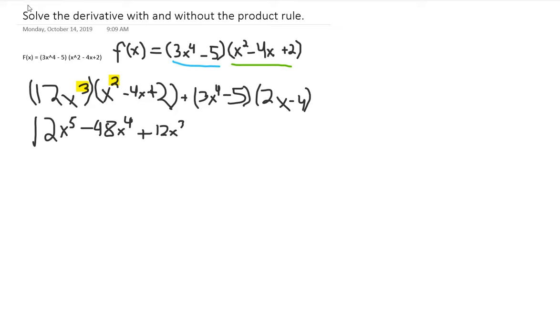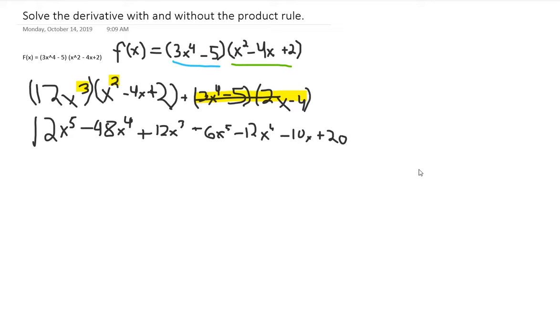Now we do the second part. Now we do this part over here. Okay, so 3x to the fourth times 2x, that's just going to be 6x to the fifth. 3x to the fourth times negative 4 is negative 12x to the fourth. Negative 5 times 2x is going to be minus 10x. And then negative 5 times negative 4, positive 20.